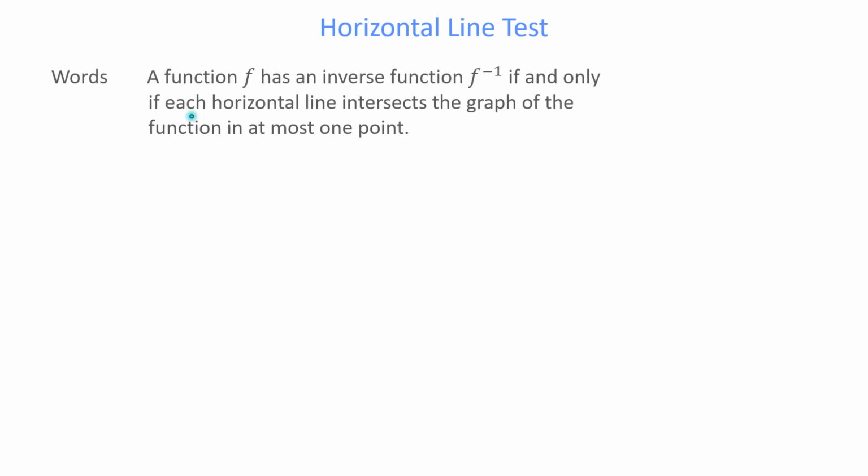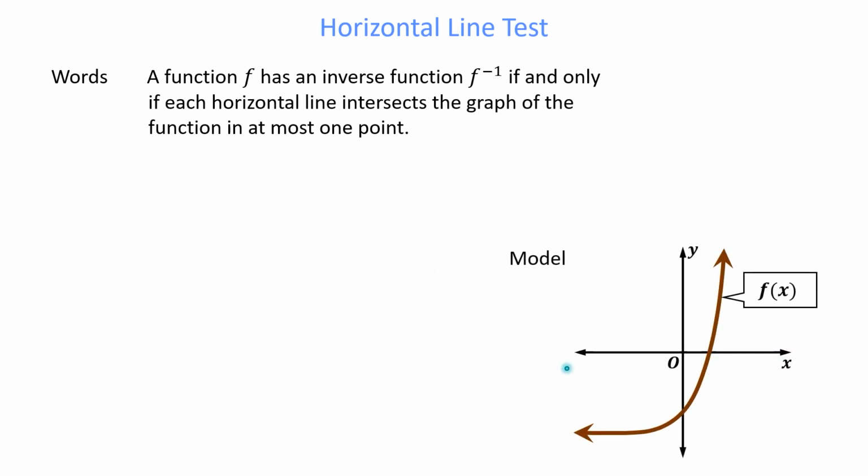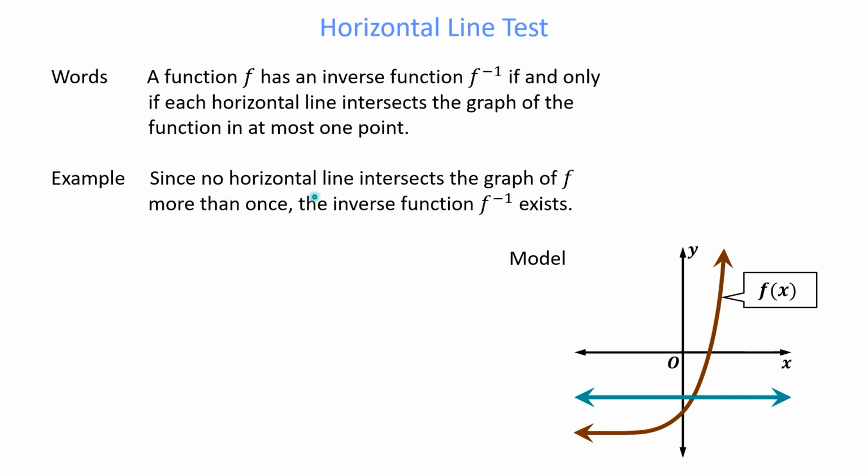Now let's look at the key concept of the horizontal line test. A function f has an inverse function f inverse if and only if each horizontal line intersects the graph of the function in at most one point. So looking at this example, if we draw in a horizontal line, we can see that since no horizontal line intersects the graph of f more than once, the inverse function f inverse exists. So in our example, this graph passes the horizontal line test.